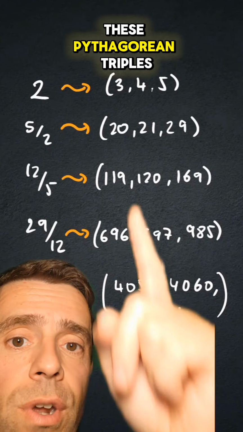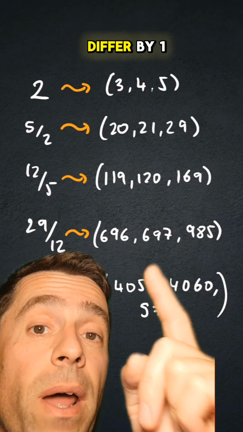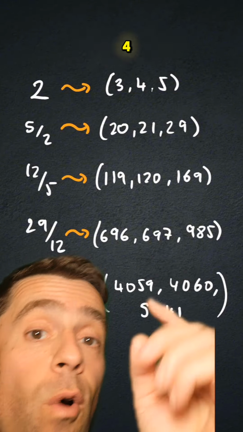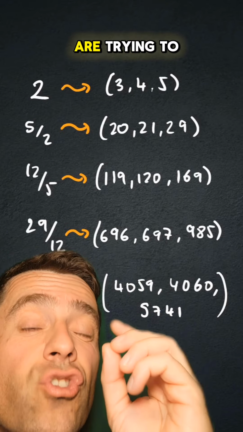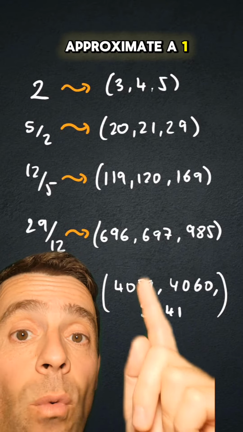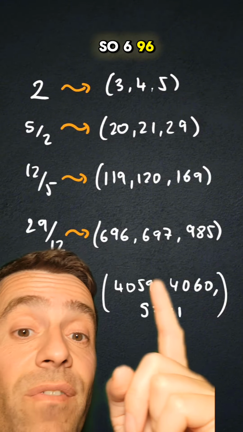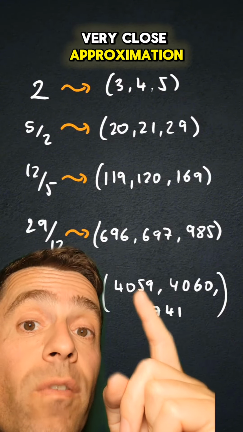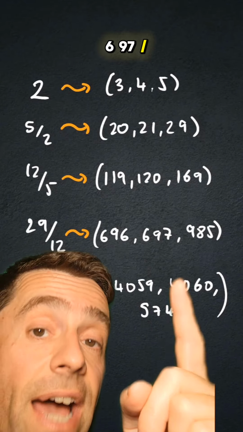Notice that all these Pythagorean triples are such that these two numbers differ by 1. And that's because they have to approximate pi over 4, which is 45 degrees. So they are Pythagorean triples that are trying to approximate a 1, 1, square root of 2 triangle. So 696 divided by 985 is a very close approximation of the square root of 2 over 2. And so is 697 divided by 985.